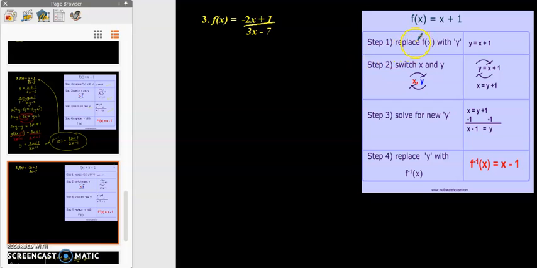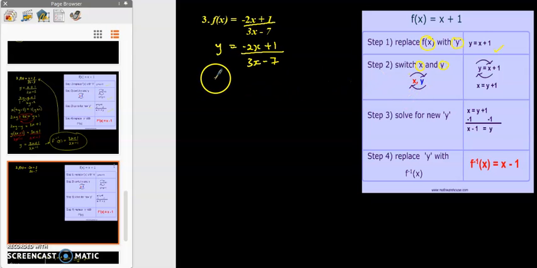So by now you should realize that these procedures remain the same. So the first step, you're going to replace f(x) with y, right? Straightforward. y equals negative 2x plus 1 over 3x minus 7. Achieved that step already. Step 2, switch x and y. All you're going to do is switch them around like this.